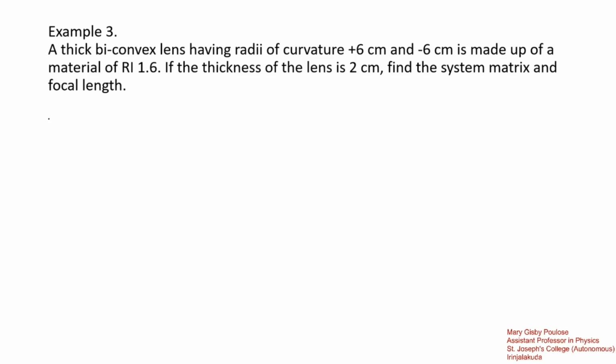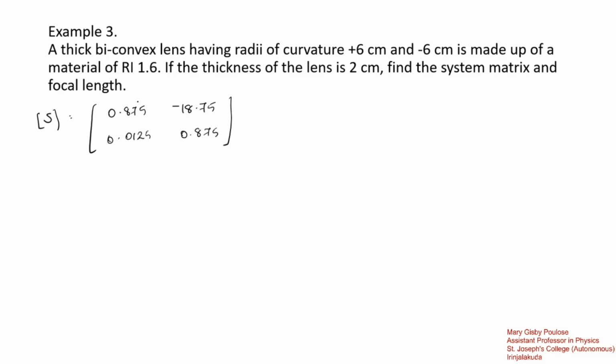The system matrix of the thick lens is obtained as, in place of Gauss constants, I am going to write the values 0.875, minus 18.75, 0.0125 and 0.875. Okay, so this is the system matrix of this thick lens.